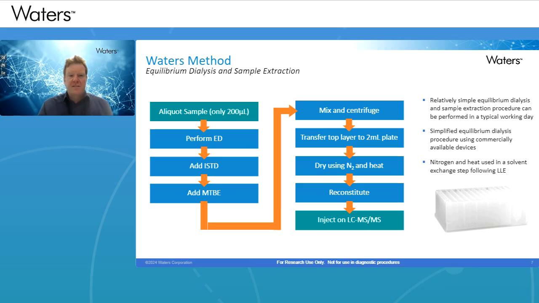And as you can imagine, that has considerable benefits to the workflow. I should point out at this stage that it is important that you perform the incubation at 37 degrees Celsius, because even small deviations from this temperature can give rise to relatively large differences in the determined concentrations.